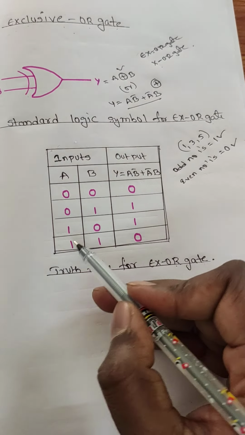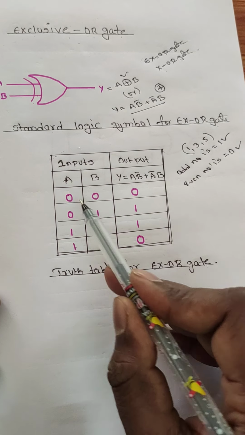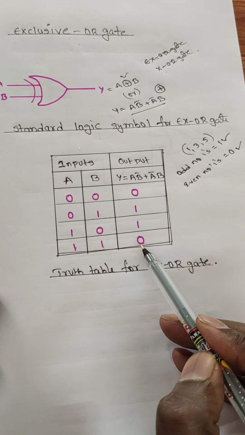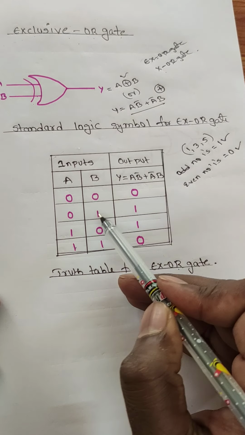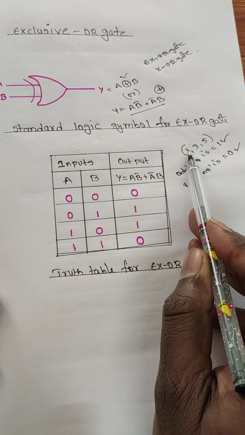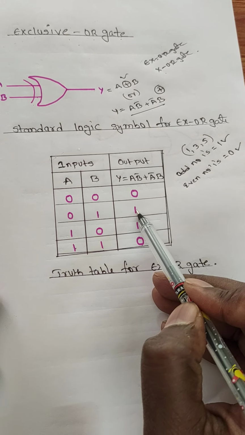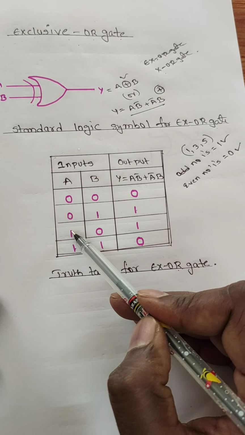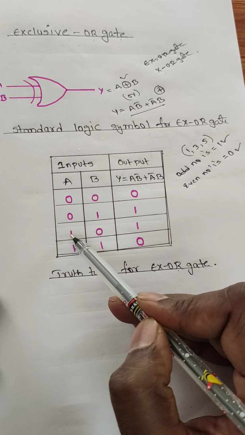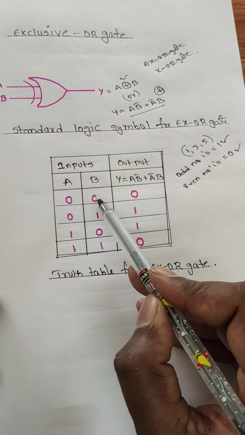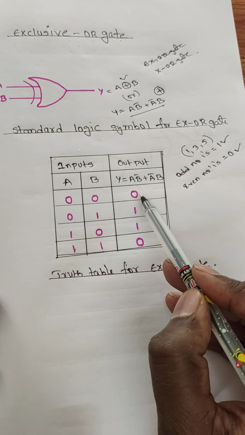So here 2 ones are there, A and B. Two ones, nothing but an even number of ones, output is 0. For 0, 1, only one 1 is there, so an odd number of ones, then the output will be high. And for 1, 0, only one 1 is there, an odd number of ones, so the output is 1. In the case of 0, 0, the output will be 0.